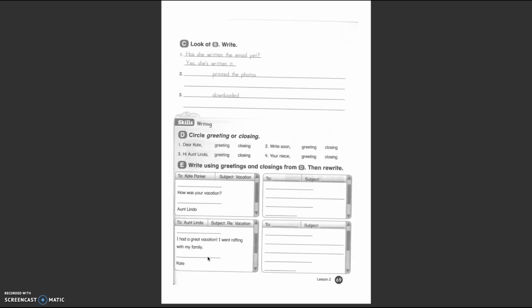All right, to practice this, can you recopy these emails next to these boxes? This way you will get the practice of writing emails and making sure you remember the greetings and the closings.